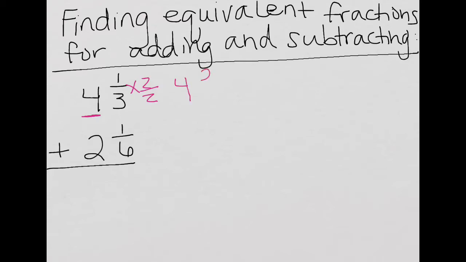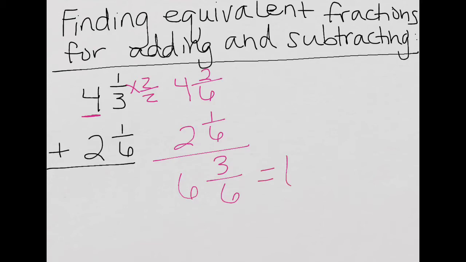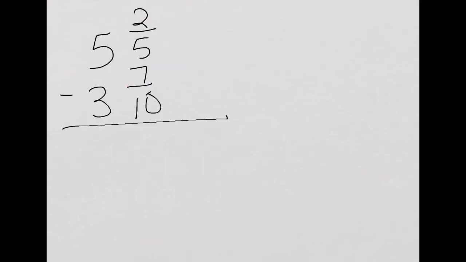2 times 1 is 2. And 2 times 3 is equal to 6. We bring over our other number. We don't have to touch it because now they have like denominators. And we have 6 and 3/6. Now, I'm working with students now, we're starting to reduce these. We know that 3 and 6 are both divisible by 3, so the answer should be equal to 6 and 1/2.